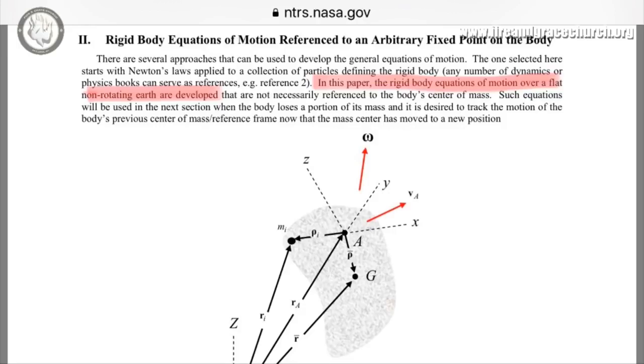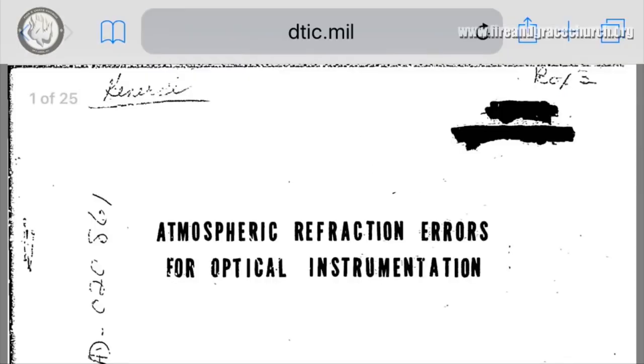Why? So you're telling me that the physics of a non-rotating flat Earth are the proper physics in a NASA document. Here we go. You can tell when they're older documents.